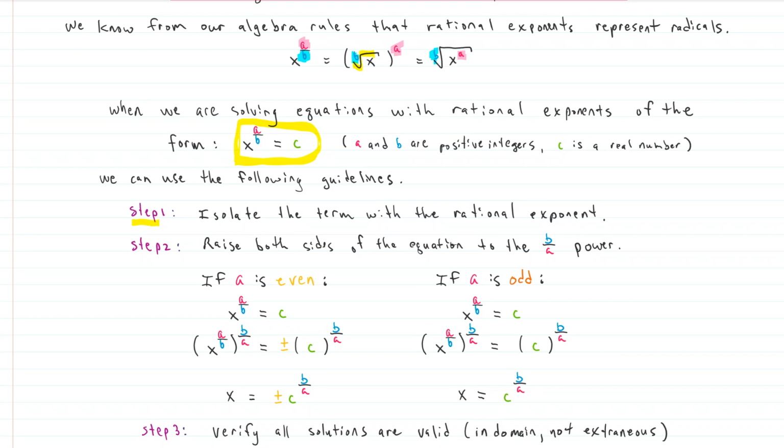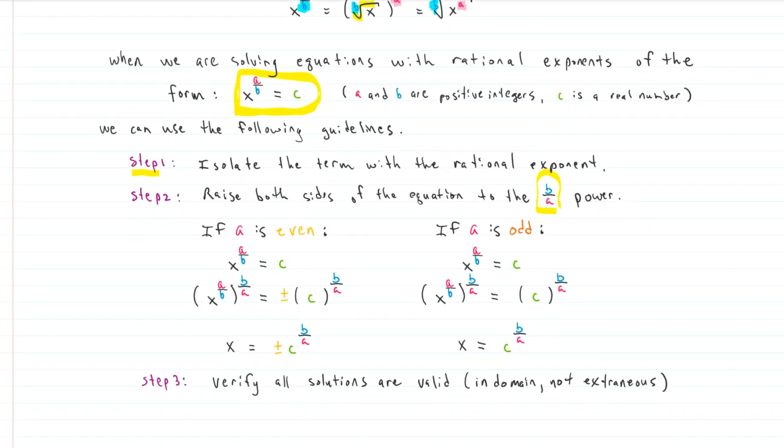Then once we have isolated the rational exponent, we raise both sides of the equation to the reciprocal of the exponent. The exponent is a over b, so b over a is just flipped. The bottom goes to the top, and the top goes to the bottom. For example, if a is even, meaning the numerator a is an even number, then we flip a over b and it becomes b over a. And you can see that we are raising both sides to that same power. On the right side, we add a plus or minus. And we have a cancellation of the a and the b in the exponents on the left, and we're just left with x on the left.